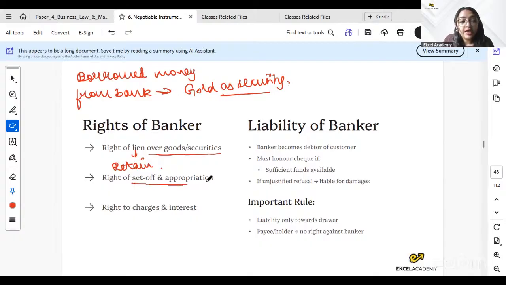Right of set off and appropriation. Let's say, for example, if one party owes say 10,000 to the other and the other party owes you 3,000, so it can set off and finally pay rupees 7,000 to the other party.